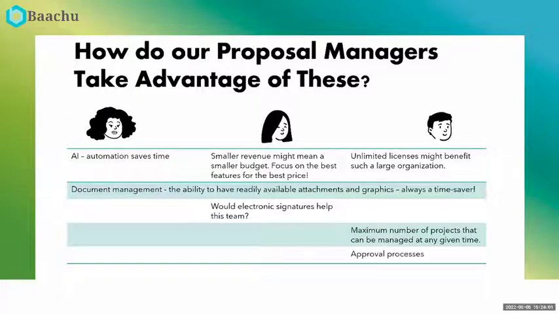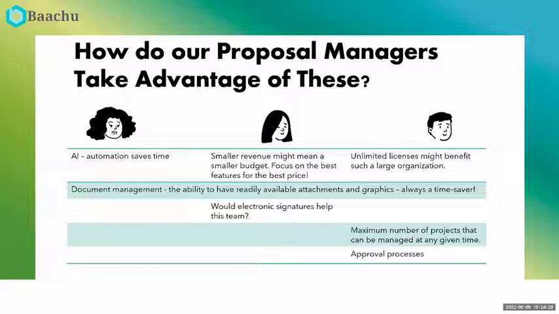For Meg, it's a smaller revenue company, so she's probably not going to be given a really great budget. So she should focus on the best features for the best price once she does her analysis. For Shane, he might end up with a ton of licenses, and that might be costly. Maybe there's a product that offers unlimited licenses. And these are the things that, as a proposal manager, you don't necessarily think about.